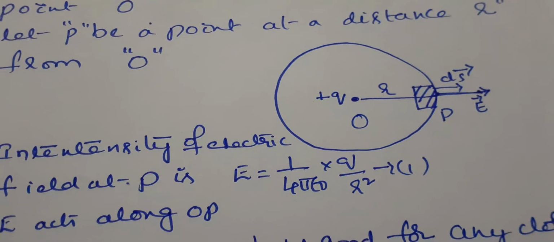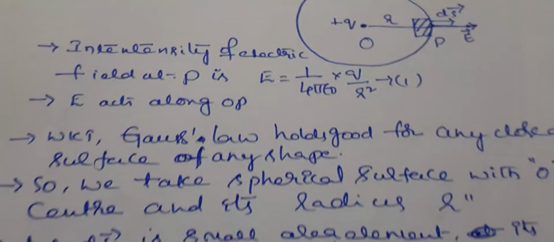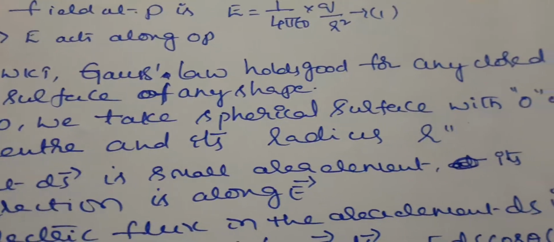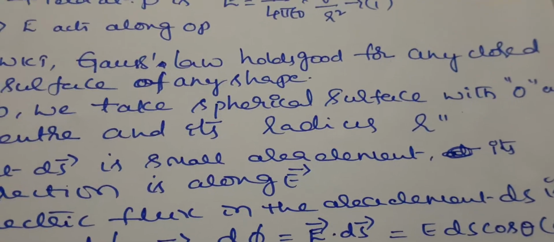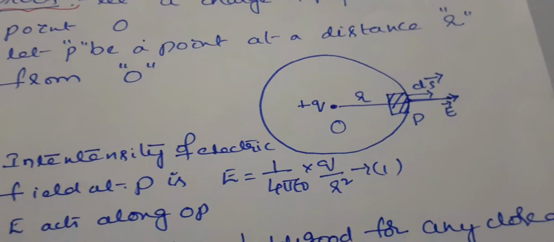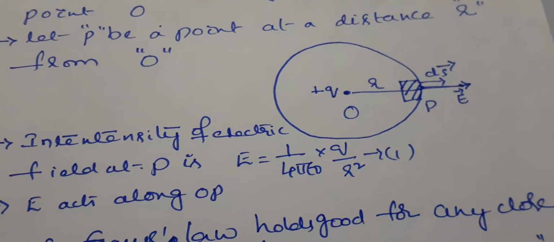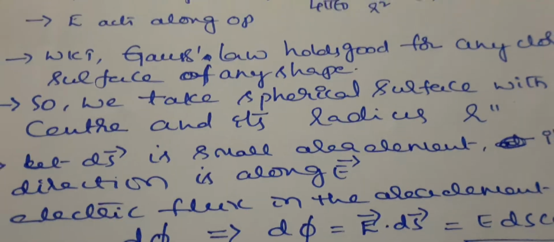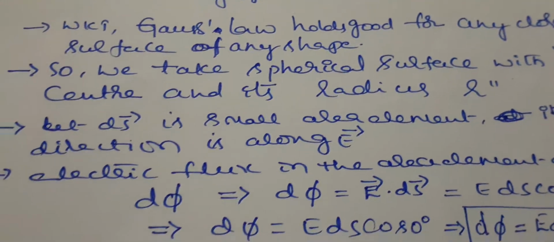around the point O, a closed surface is drawn in the form of a spherical surface. So we take the spherical surface with O as the center and its radius is R. The spherical surface we have taken because Gauss law is valid for any closed surface.